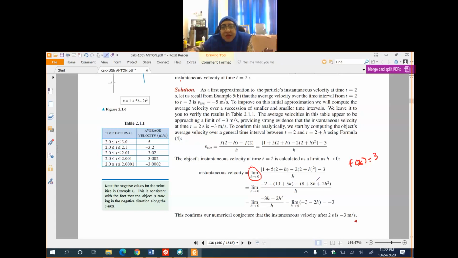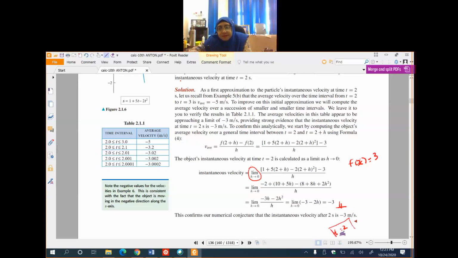5h here, this is 8h, so what is left will be what? So this is negative, so what is left will be negative 3h. Okay, and then here you have negative 2h squared. So h can be cancelled out. So what is left will be 3, negative 3 minus 2h. Once you substitute h tends to 0, you will get negative 3. So negative 3 meter per second is the instantaneous velocity at t equal to 2.